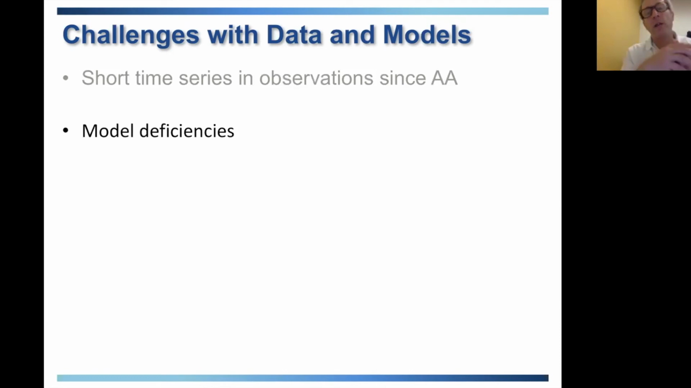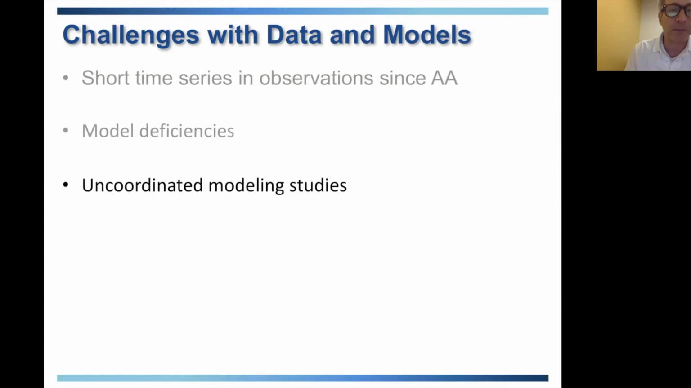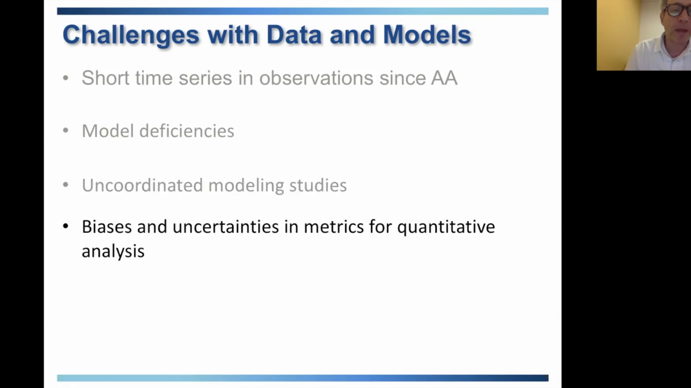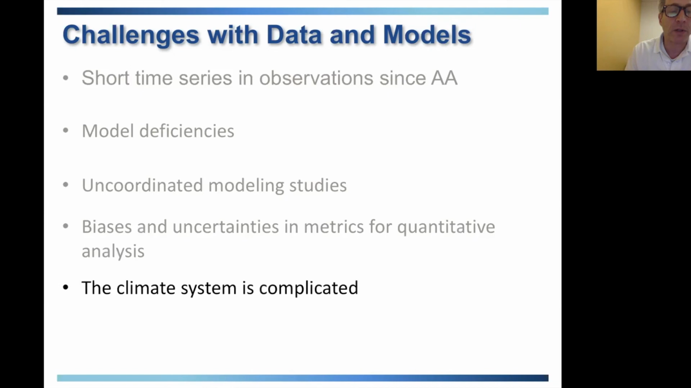But there's also a lack of observation. I don't know if I have that in my later bullet points, but the observations are not alone in having challenges. We know there are model deficiencies. Up till now, there have been uncoordinated modeling studies. I hope we'll hear more about that in a little bit. Also, there are biases and uncertainty in the metrics that we use when we do analysis of this topic.